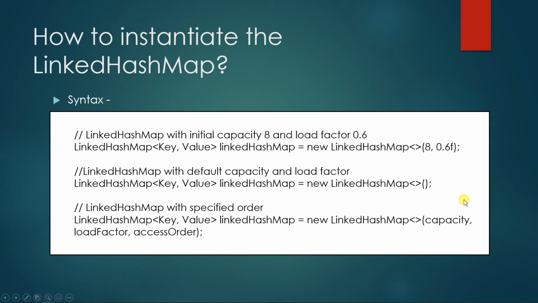Furthermore, there is another constructor for the LinkedHashMap. In this, we can define the capacity, load factor, and access order. Access order is a boolean value. Its default value is false, and in this case, entries in the LinkedHashMap are ordered on the basis of the insertion order. However, if you make the access order true, the entries in the LinkedHashMap will be ordered from least recently accessed to most recently accessed.